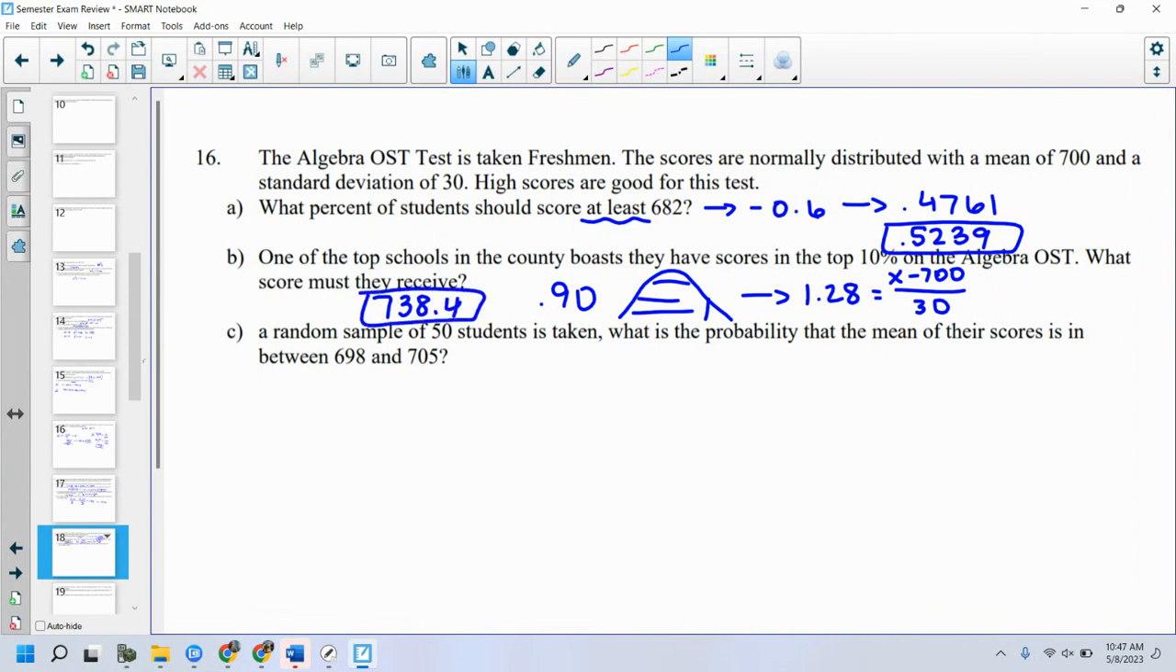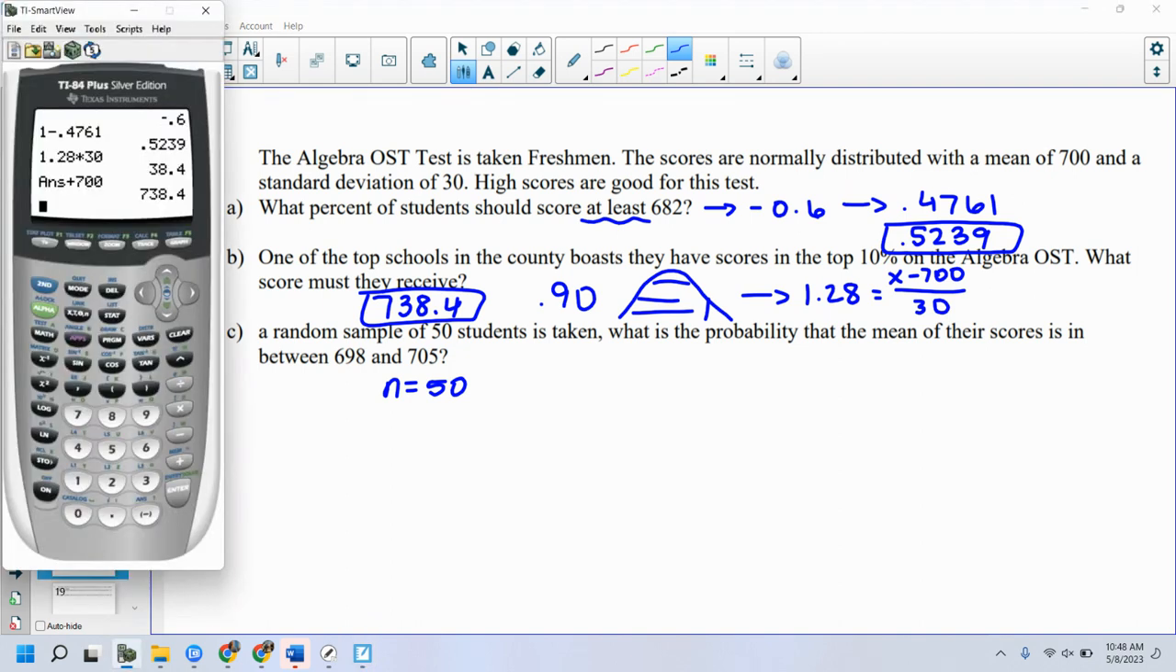Random sample of 50 students is taken. What's the probability that the mean of their scores is between 698 and 705? All right, so random sample, that means n is 50. And I want to find the probability that the mean scores fall between those. Now that, again, is sampling distributions, right? So that means I got to do that other formula with the standard deviation divided by the square root of n. So we're going to take x, which is 698, we're finding each one of their z-scores, minus 700, divided by, now this is where it gets a little weird, the standard deviation, divided by the square root of 50.